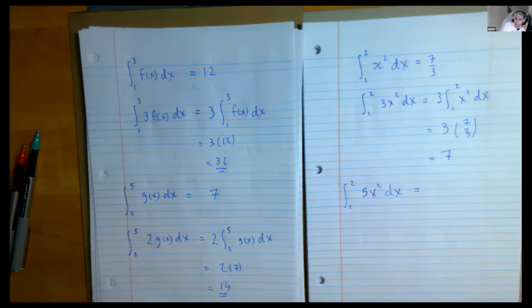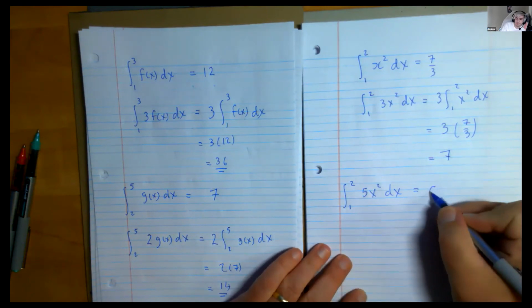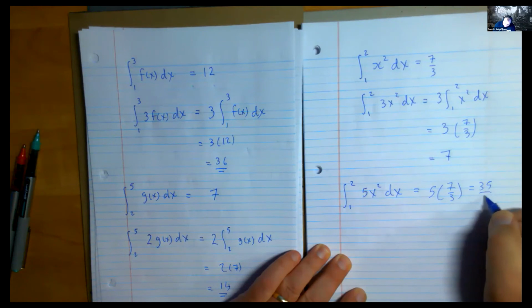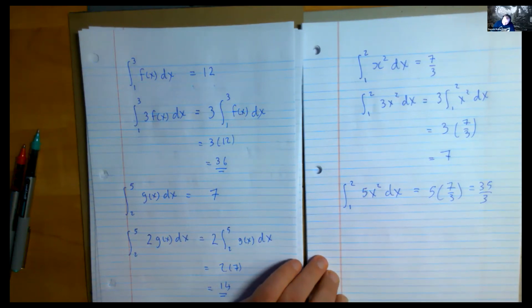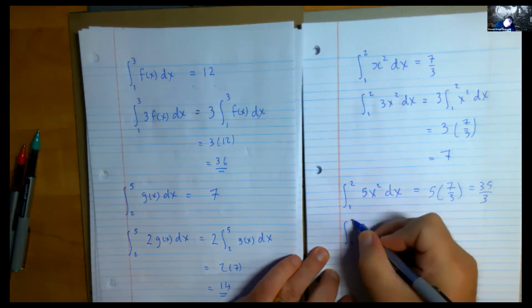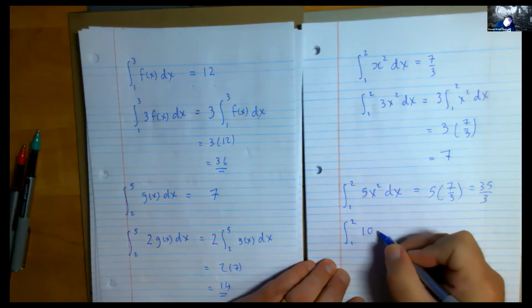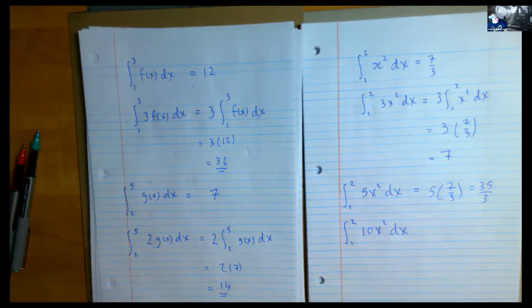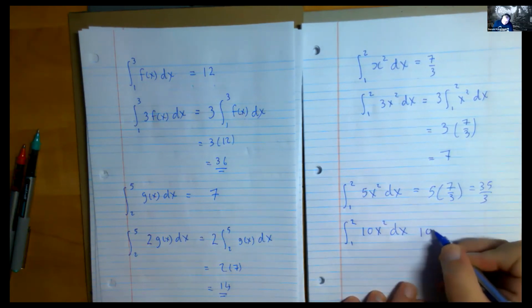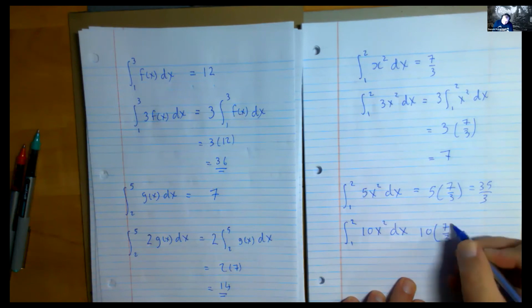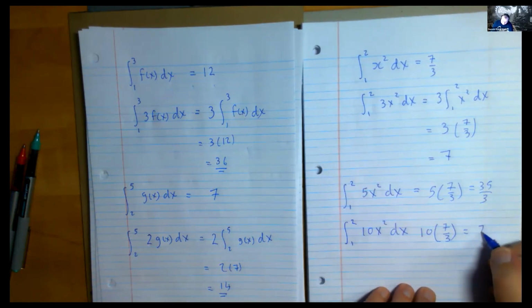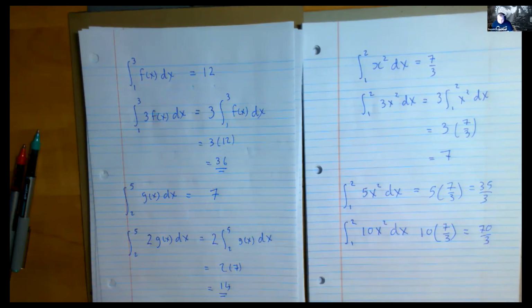Would it be 35 over 3? Yeah, it'd be 5 times 7/3. It'd be 35 over 3. I'm doing one more until I think we've got this. I'll probably be flogging a dead horse. Suppose I wanted to know the integral of 10x squared. Won't it be 10 times 7/3? Right, 10 times this guy. And that would be 70/3.